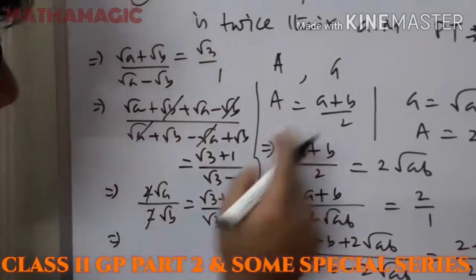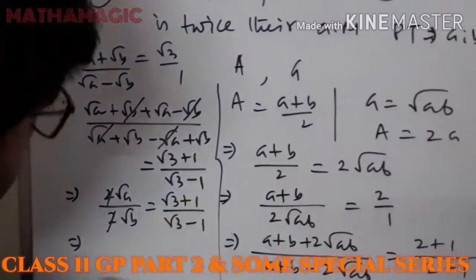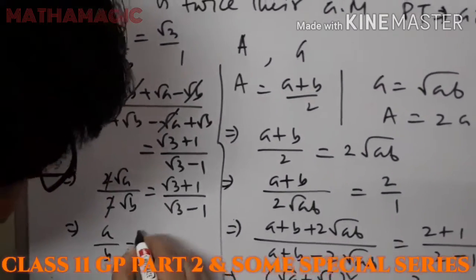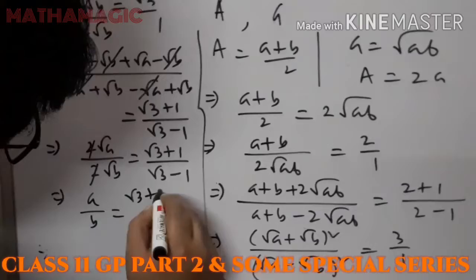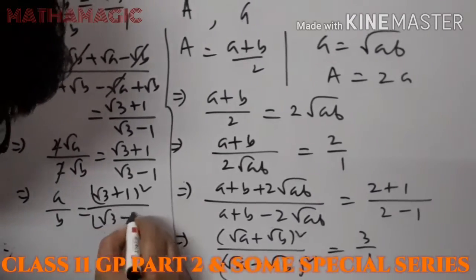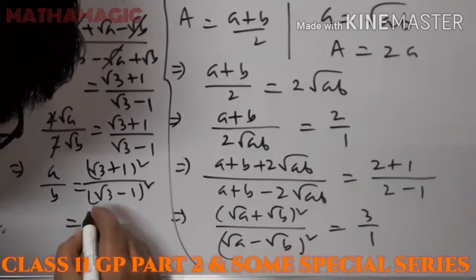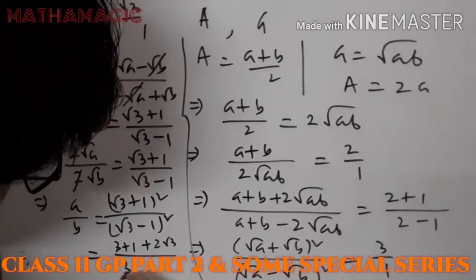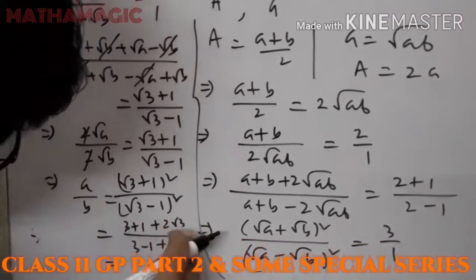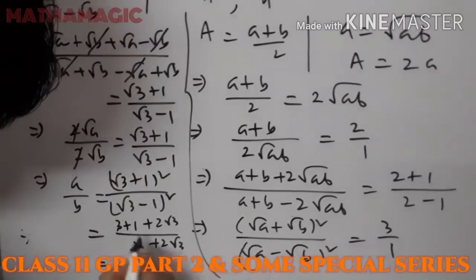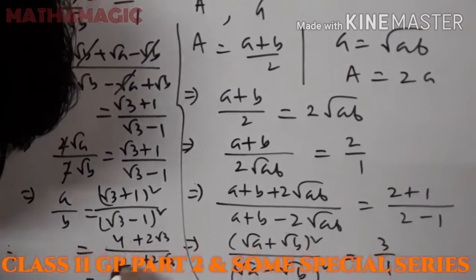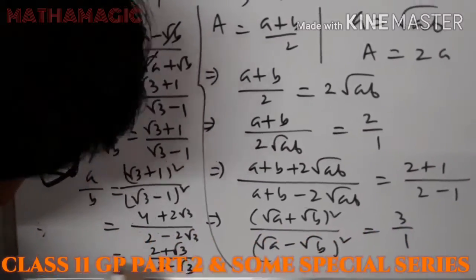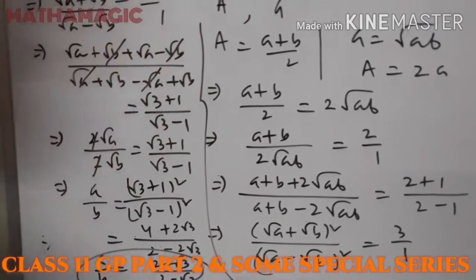2 gets cancelled. Now we have to find the value of A is to B, so we have to square both sides. If we square both sides, we get A by B equals root 3 plus 1 whole square divided by root 3 minus 1 whole square. If we perform this, then we get 3 plus 1 plus 2 root 3 divided by 3 plus 1 minus 2 root 3. That is 4 plus 2 root 3 over 4 minus 2 root 3. If we take 2 common, it becomes 2 plus root 3 divided by 2 minus root 3. So that is the value we were searching for.